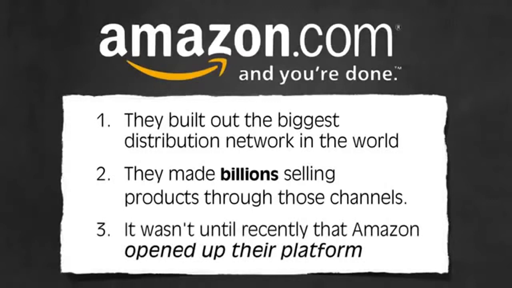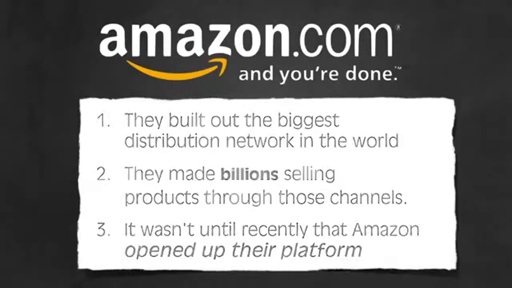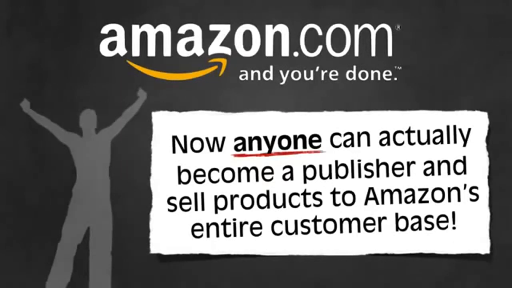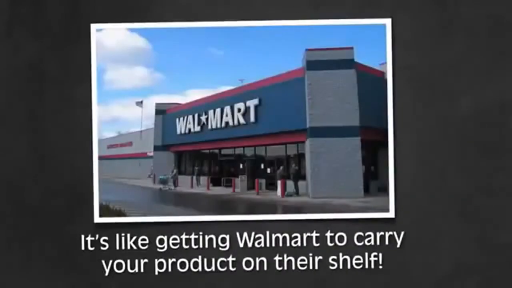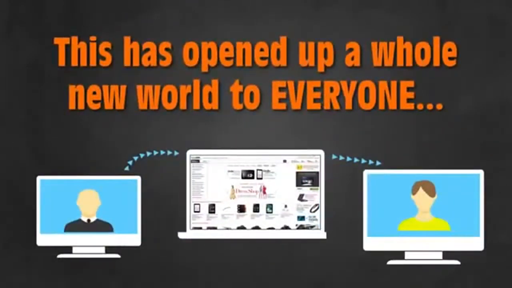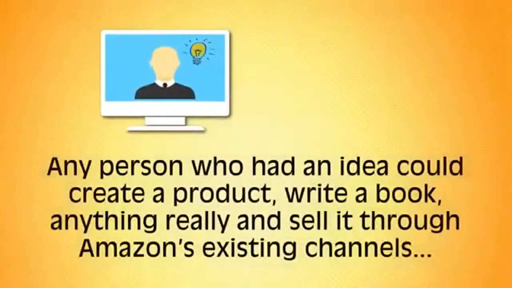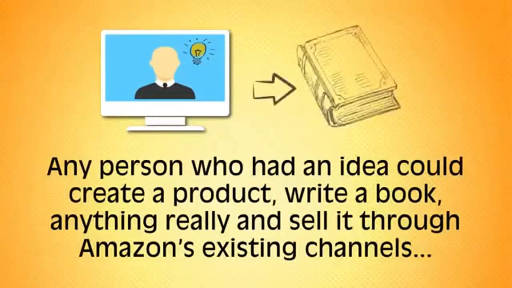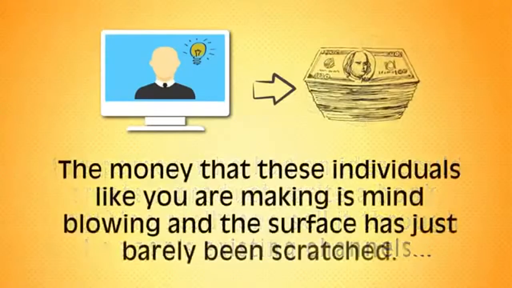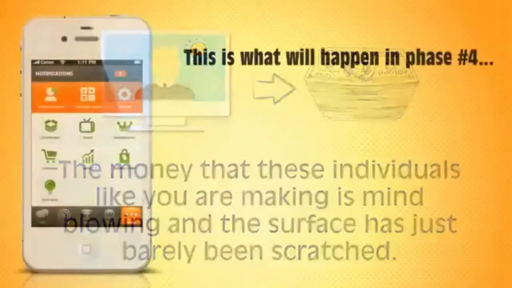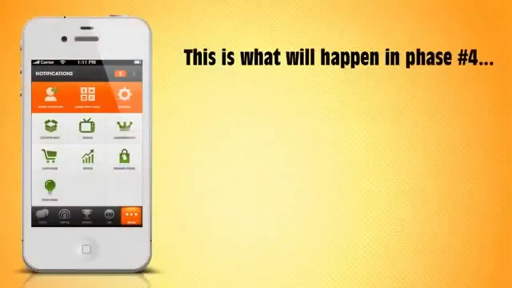But it wasn't until recently that Amazon opened up their platform, and now anyone can actually become a publisher and sell products to Amazon's entire customer base. It's like getting Walmart to carry your product on their shelf. And this has opened up a whole new world to everyone. Suddenly, any person who had an idea could create a product, write a book, anything really, and sell it through Amazon's existing channels. The money that these individuals like you are making is mind-blowing, and the surface has just barely been scratched. And this is what will happen in phase number 4.